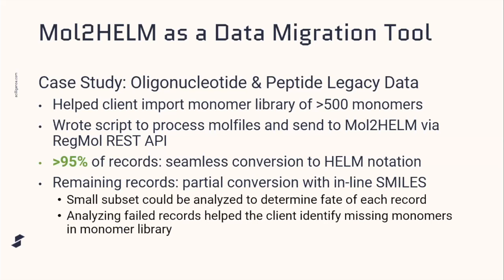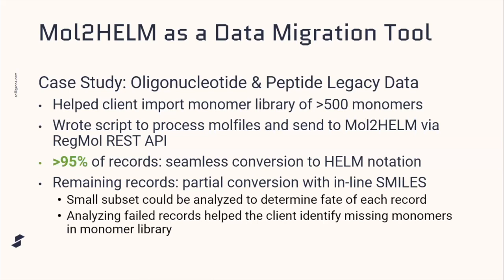So because we were able to get that conversion from Multi-HELM with the inline smiles, we were actually able to analyze this small subset of less than 5% of the records to determine for each record which cases were meant to have inline smiles, meant to have free-drawn portions of the structure, as well as, even more importantly, which cases were structures that we saw repeatedly used across several of these records that were missing from the monomer library.